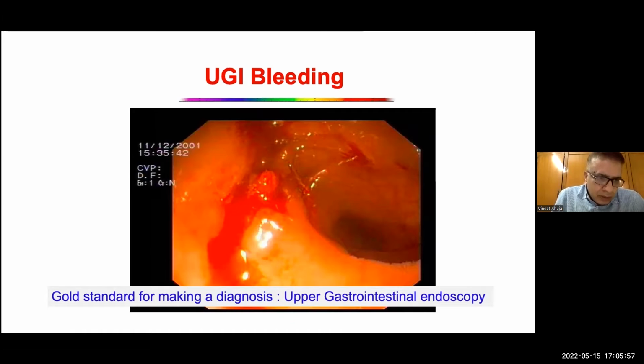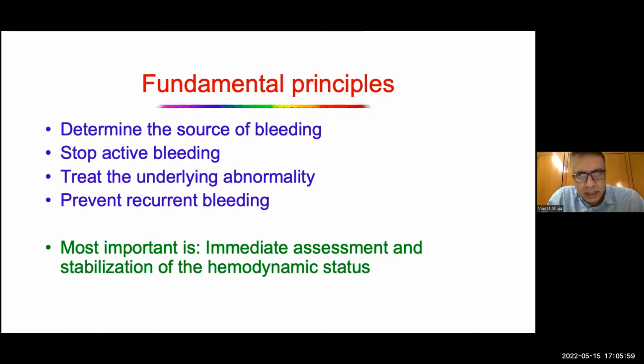So the question is how to manage such cases. The fundamental principles are: determine the source of bleed, stop the active bleeding, treat the underlying abnormality, and prevent recurrent bleeding. Most important in such cases is immediate assessment and stabilization of the hemodynamic state.